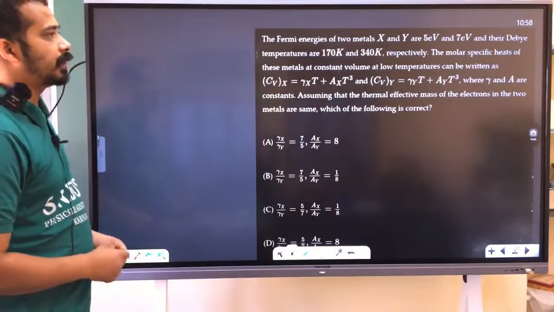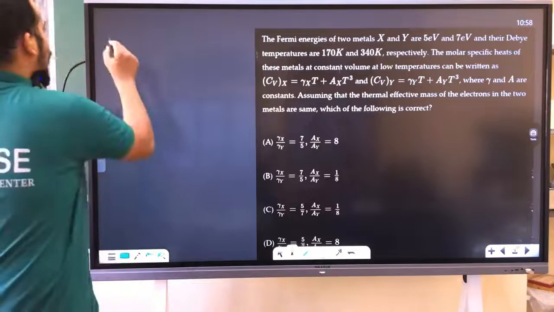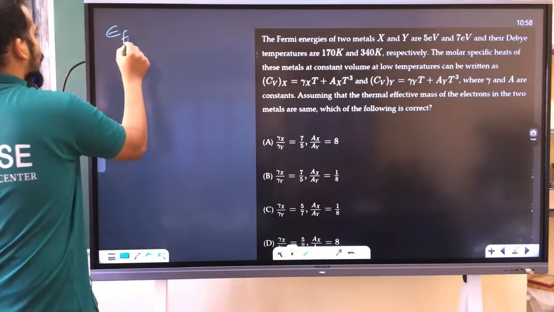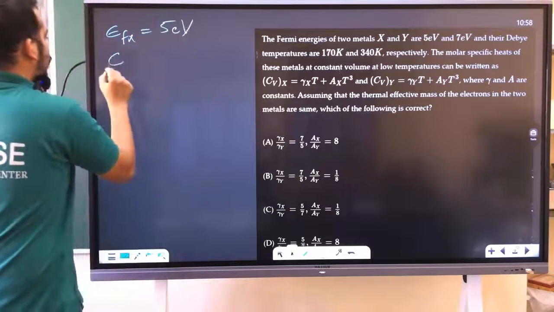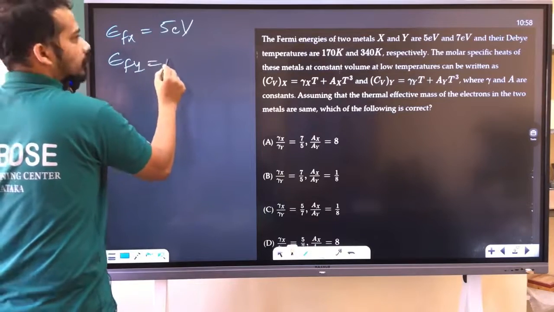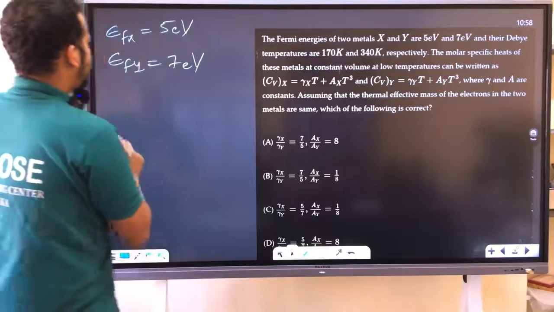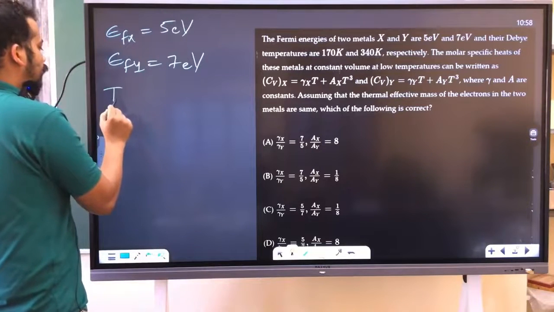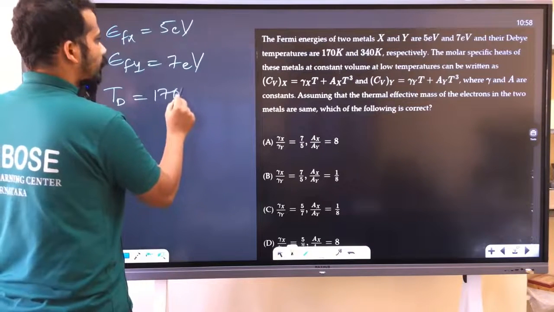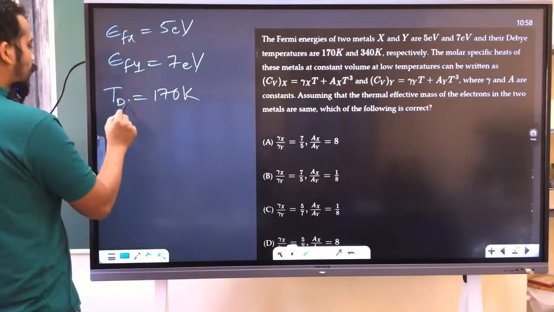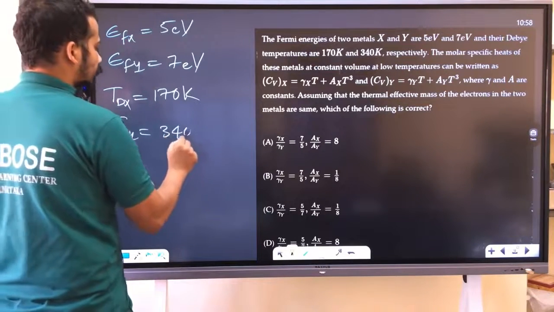The Fermi energies of two metals X and Y are 5 electron volt and 7 electron volt. I'll write E F X equals 5 electron volt, E F Y equals 7 electron volt. And the Debye temperatures are T D X equals 170 K, T D Y equals 340 K.